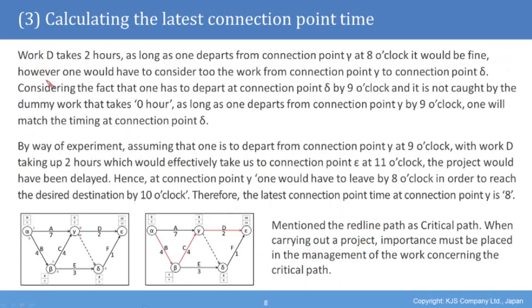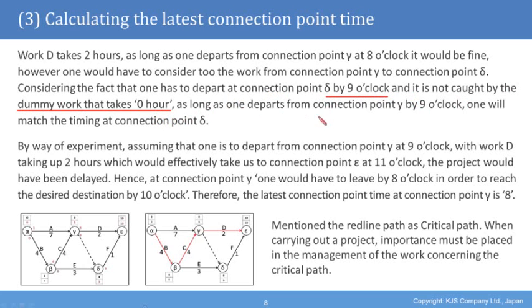So now if you have a look at the earliest time that we calculated at delta, and the earliest time that we calculated at gamma, we see work D takes 2 hours. As long as one departs from connection point gamma at 8 o'clock, it would be fine. However, one would have to consider too the work from connection point gamma to connection point delta, considering the fact that one has to depart at connection point delta by 9 o'clock, and it is not caught by the dummy work that takes 0 hours. Remember that dummy works only take no hours because it's not really a real work that you're doing. It's a virtual work, it's a dummy work.